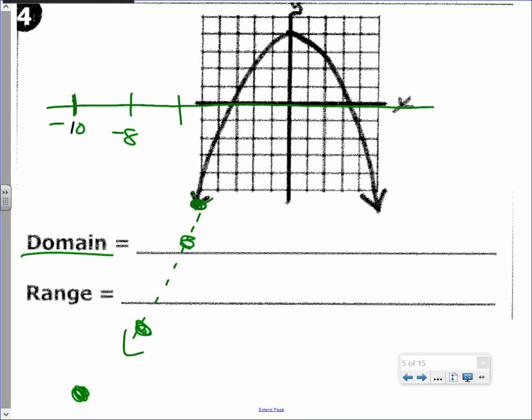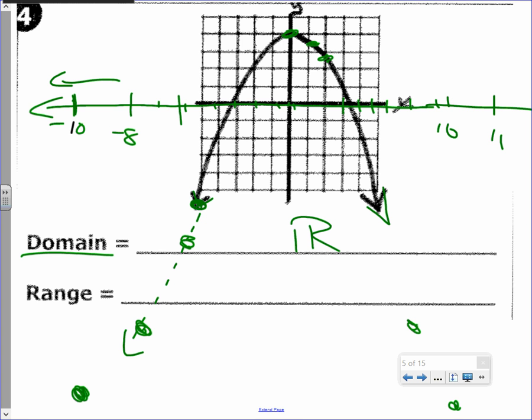So x is defined to negative infinity. Coming right here, x is defined here. If x is 0, y is this. If x is 1, y is here. If x is 2, y is here. How about over here? If x is 10, yep, y is defined down here. These arrows indicate going that way. If x is 11, y is down here. So it looks like the domain is all real numbers. I'm going to put that for number 4.